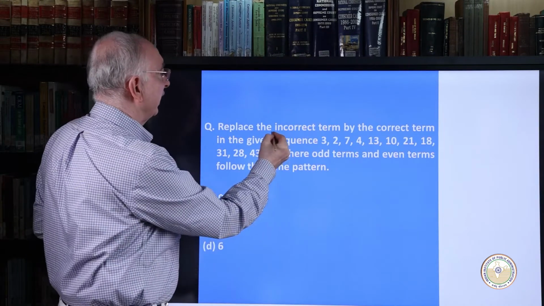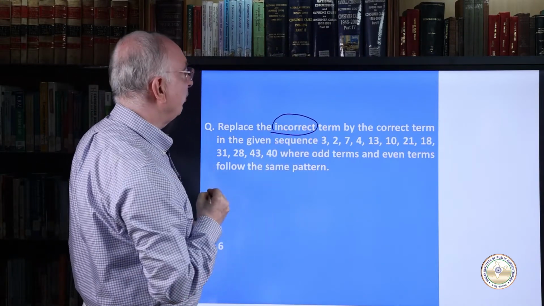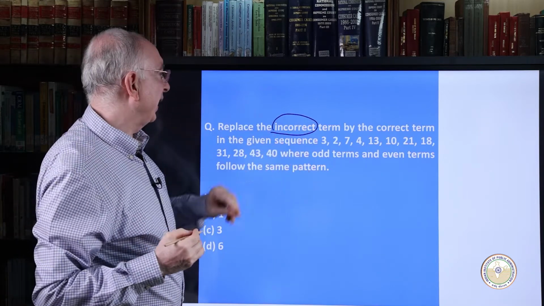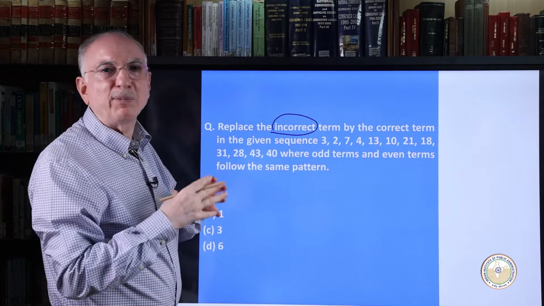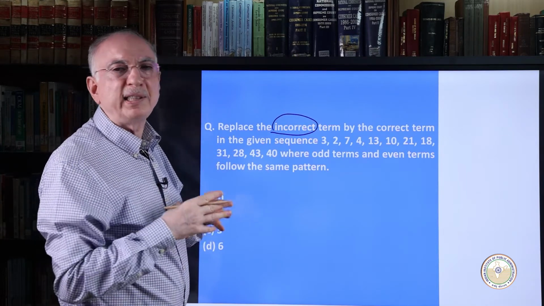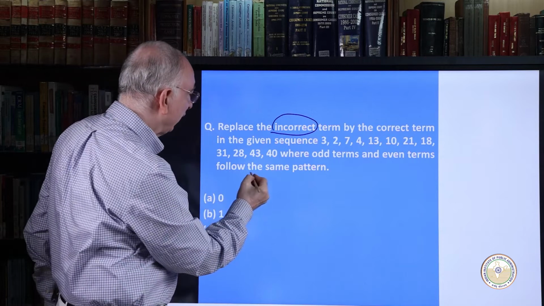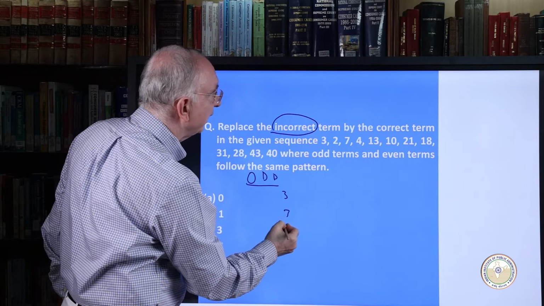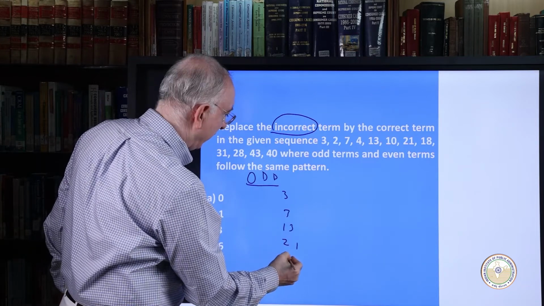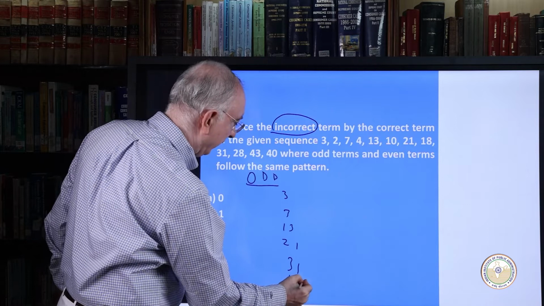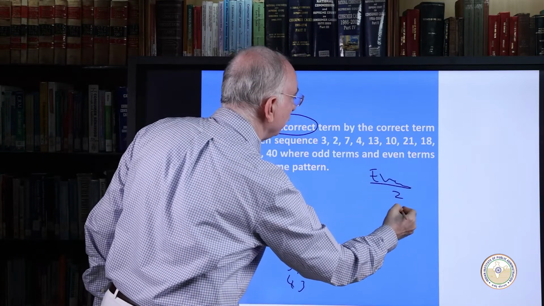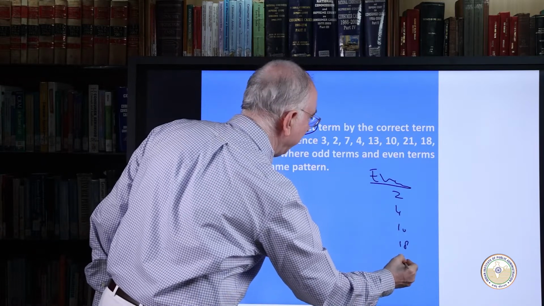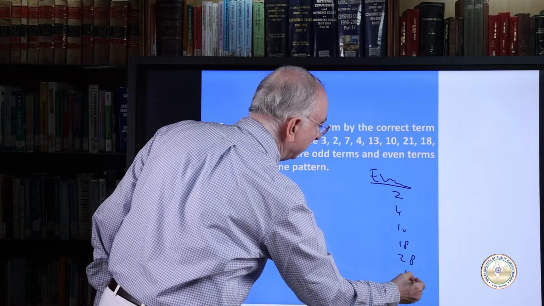Next question. The important point is that the incorrect term we have to replace by the correct one. So we have to find out essentially which is the incorrect word. Now this series consists of 2 series, one is the odd series, the other is the even. Let us identify the odd series. Which are the odd numbers? 3, 7, 13, 21, 31 and 43. Let us look at the even numbers: 2, 4, 10, 18, 28 and 40.